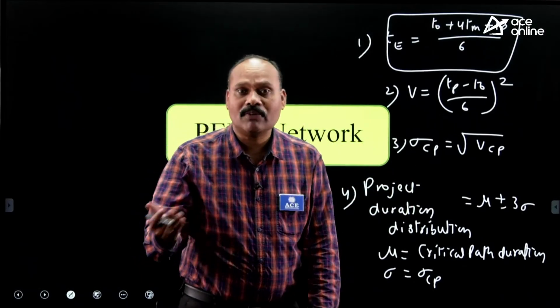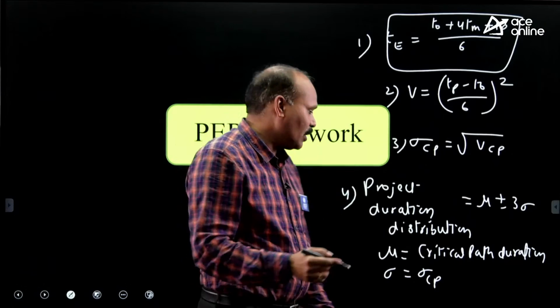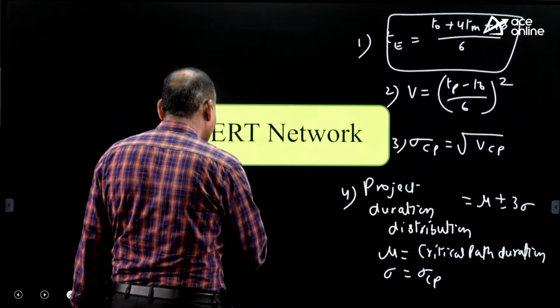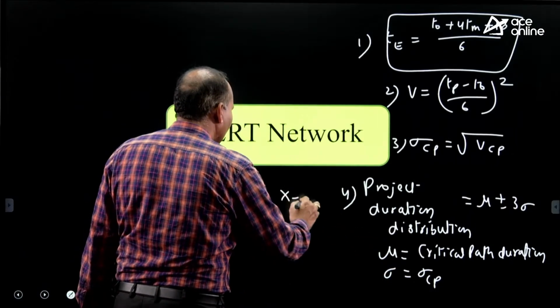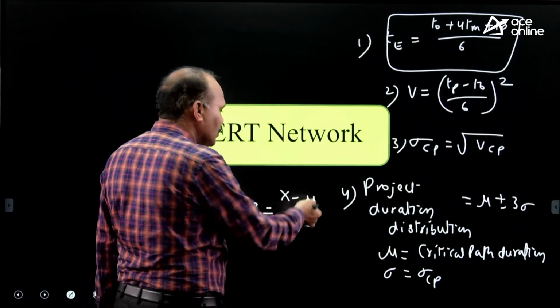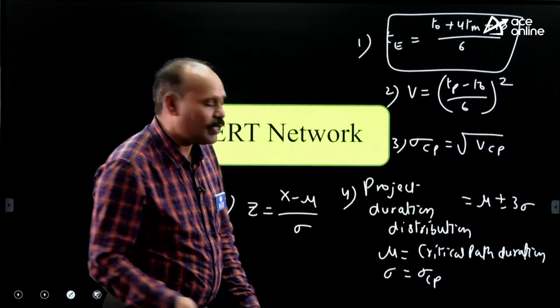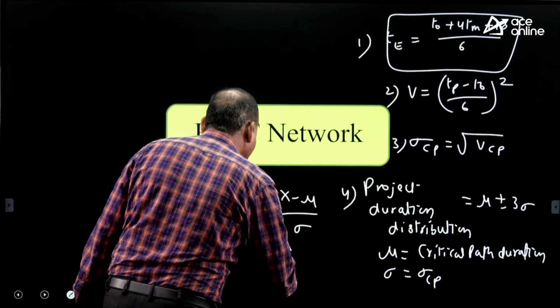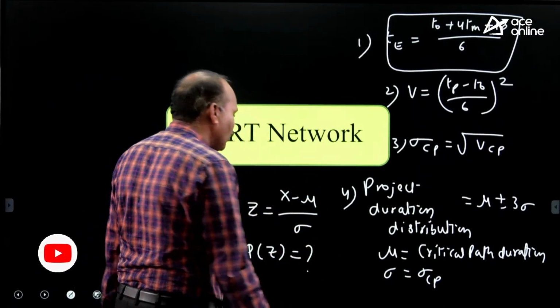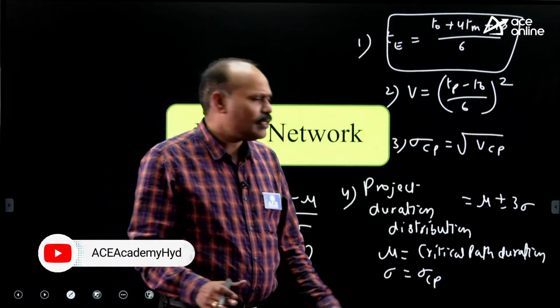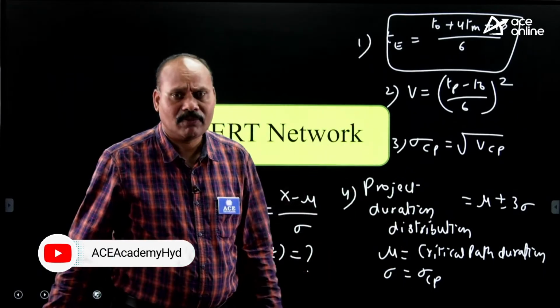And coming to probability of completion, we have to find out Z. Z is equal to the fifth formula, Z is equal to x minus mu divided by sigma. What is mu? Mu is nothing but the critical path duration, and sigma is the standard deviation of the critical path. From normal distribution tables we can find out the probability of completion. So these are the formulas we use in PERT network.